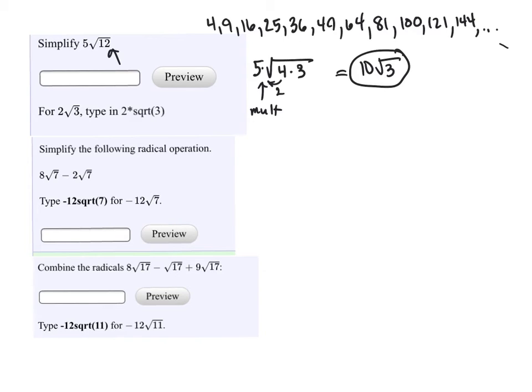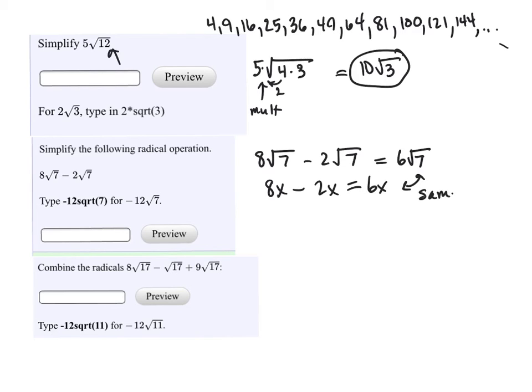8 root 7 minus 2 root 7. The way square roots work when you're adding and subtracting is it's just like variables. I can only add and subtract like terms. And you know how 8x minus 2x is 6x? Well, 8 root 7 minus 2 root 7 is 6 root 7. In fact, it's exactly the same thing. This is the same concept. When you're adding and subtracting like terms, you're using the relationship between multiplication and addition.